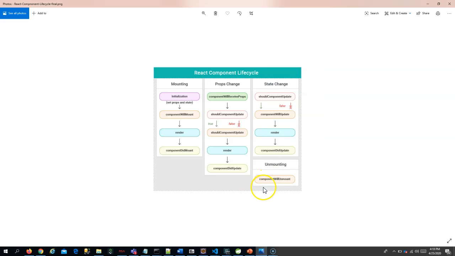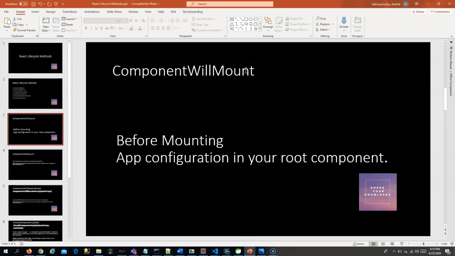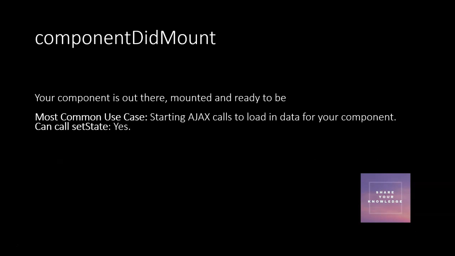So let's see it one by one. The first one, as I told you, will get called before mounting. Here you can do any application configuration. This lifecycle hook is apt for doing any app configuration. Component did mount will get called after the component is mounted. This can be used for starting any Ajax calls to load your data. Here you can also change the state using set state.